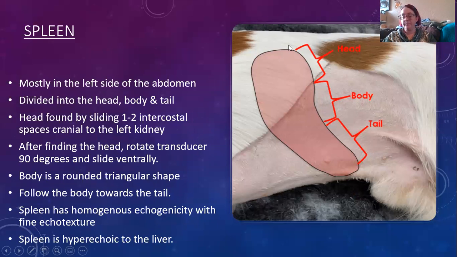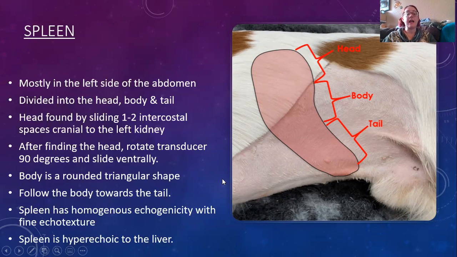The spleen is going to be mainly on the left side of the abdomen. I really love this illustration to be able to show us the head, the body, and the tail. And it's divided into the 3 parts. In the notes section, there is a good tutorial from the Royal Veterinary College on how to visualize all of these organs on a YouTube video. So take a look at the notes and you'll be able to find that link to a really useful video.